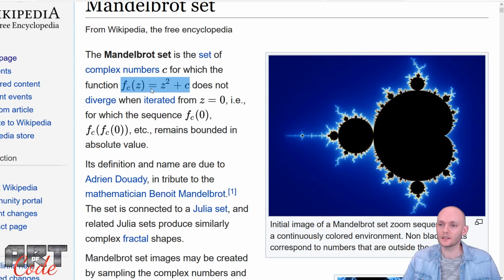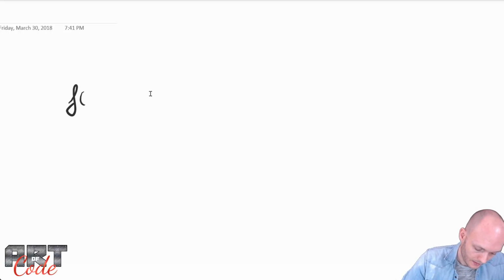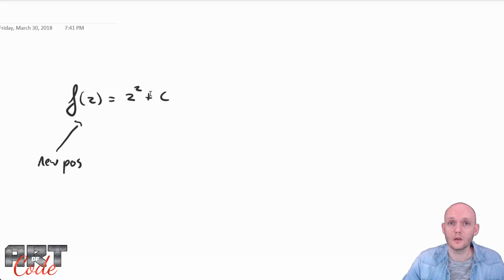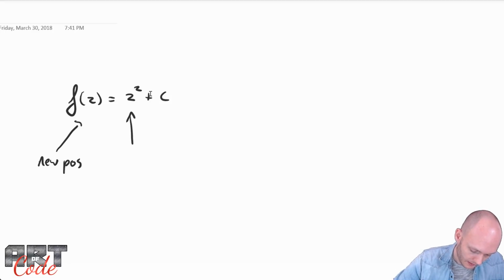So let's take this formula here and let's expand on that a little bit. So we have f(z) equals z squared plus c, right? And let's just point some arrows here and say what we're looking at. So this f(z) is the new position, so it's the position of the next step in the dance. Then over here we have the current position.